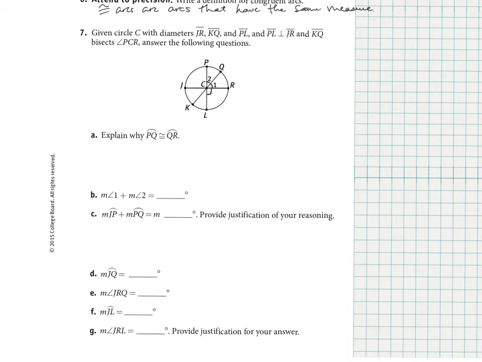So it's asking us in part A to explain why arc PQ is congruent to QR. So I'm going to go ahead and highlight those. Why is arc PQ congruent to QR? So go ahead, take a second, think about that.